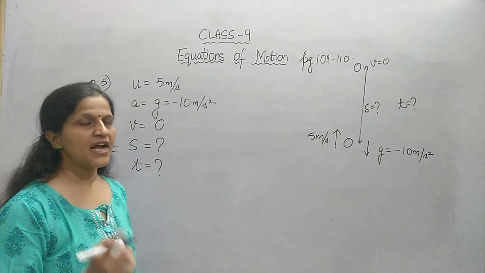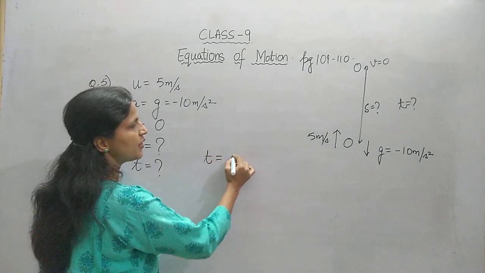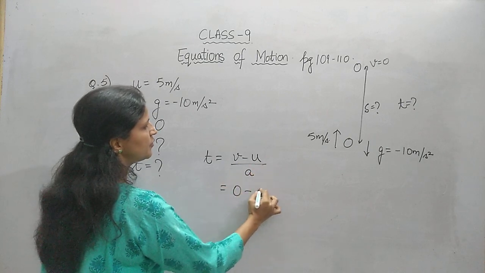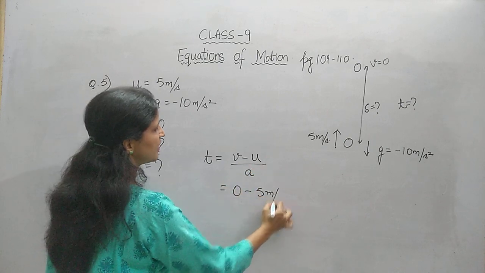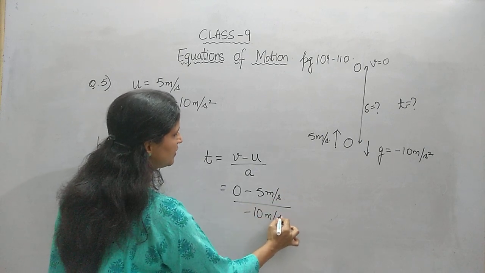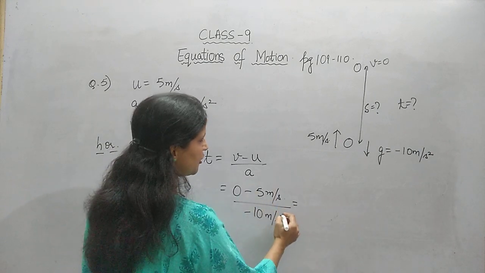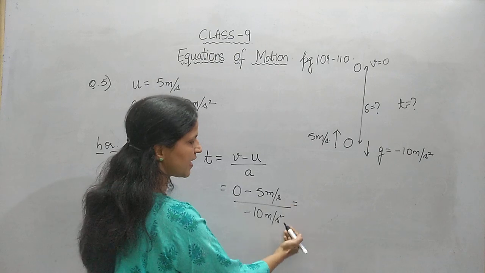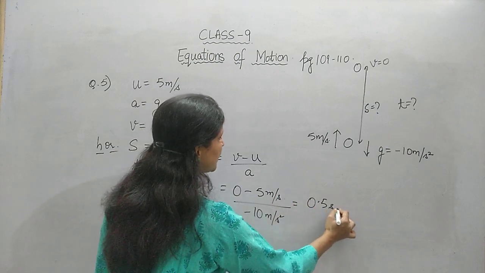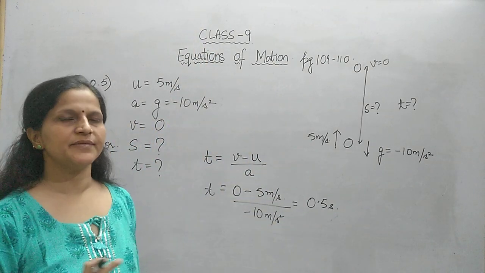For finding out the time, we can use the first equation, or we can directly use like this: t is equal to v minus u upon a. V is 0, u is 5 meter per second, and the acceleration is minus 10 meter per second square. This gives us, minus will be cancelled from the numerator and denominator, meters will be cancelled, second will be raised to the numerator. So we get 0.5 seconds. So this is the time taken for the object to reach the highest point.